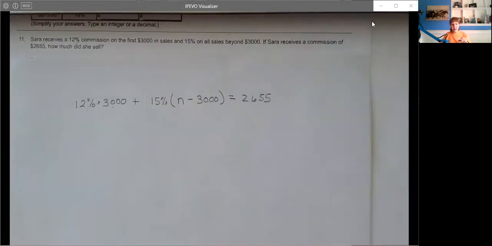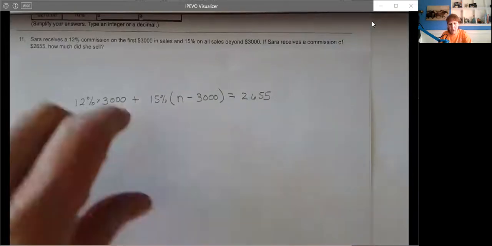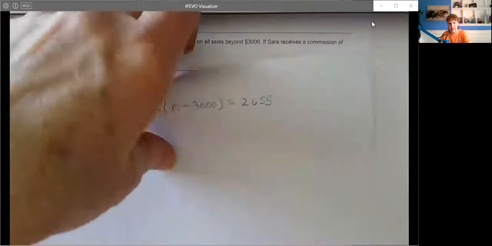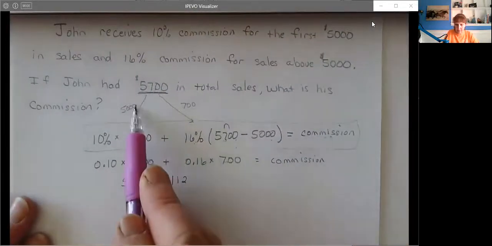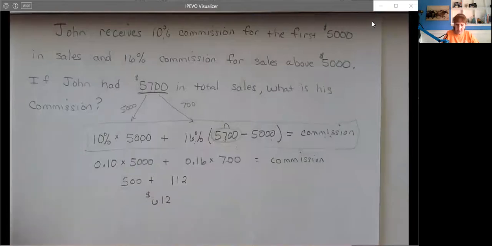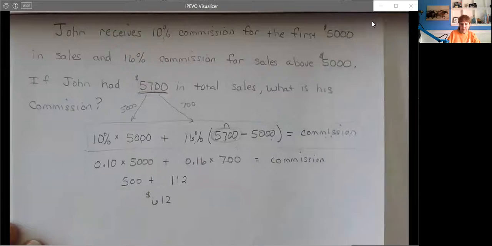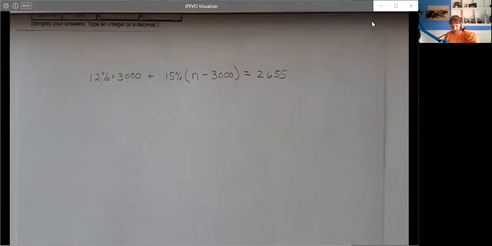So we have the first 3,000 and 15% over 3,000. Before, we were told how much his sales were, so we parted it out. But now we weren't given that number, so I put in a variable, N. I could have put in any variable. We were given the commission. We need to solve it for N. We'll go through this in a few steps. This is a good review of solving equations.